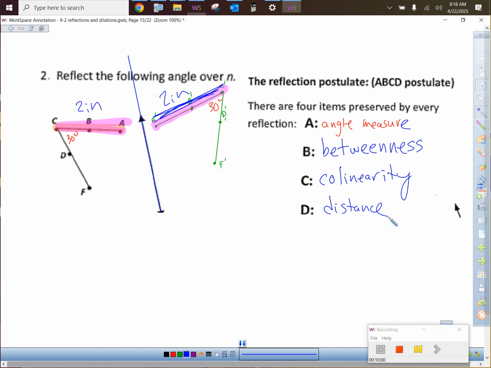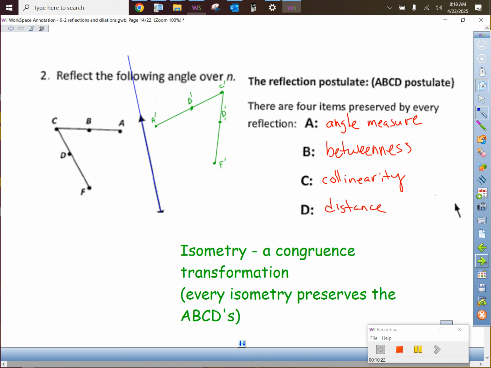So the ABCDs, those are called something special. Those are called an isometry. An isometry is a congruence transformation. That's all you have to put, what's in this pink box right here: a congruence transformation. If you preserve angle measure, betweenness, collinearity, and distance, you will stay the same size, same shape. You will be an isometry.